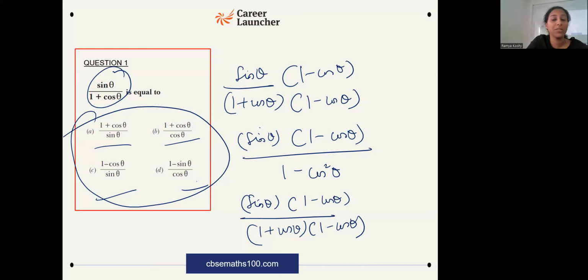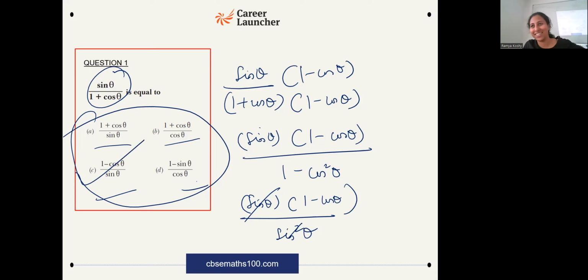What will happen now? Oh, what did I do? One moment. I just wrote the previous step again. 1 minus cos square theta will be sine square theta. So sine theta will get cancelled. Then 1 minus cos theta by sine theta you will get, which is option C.